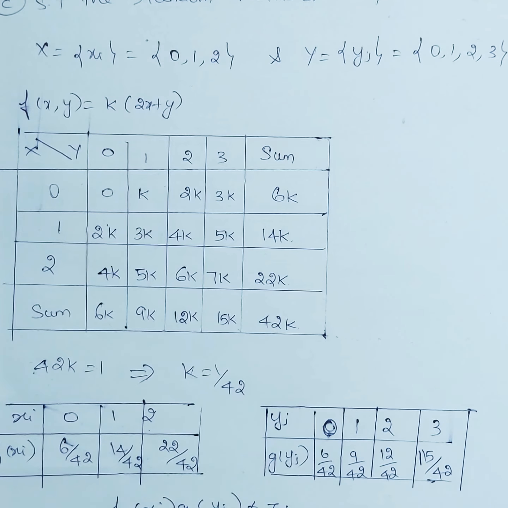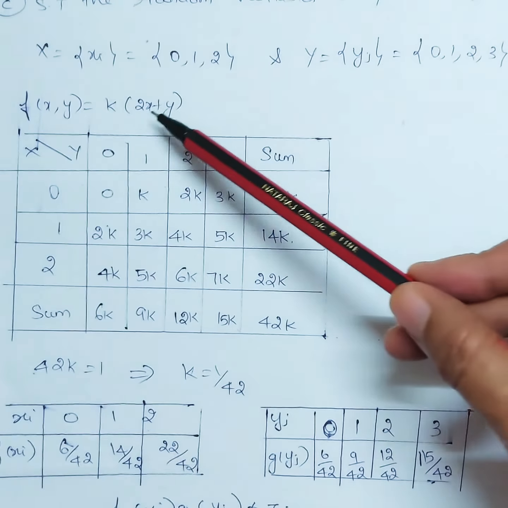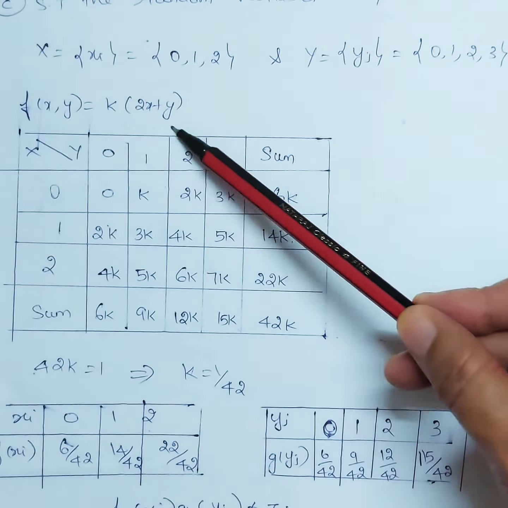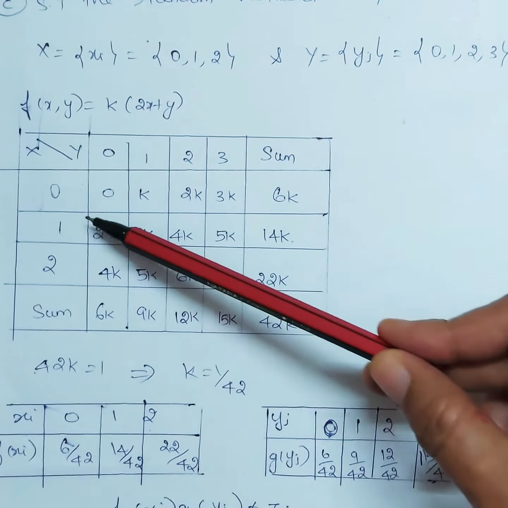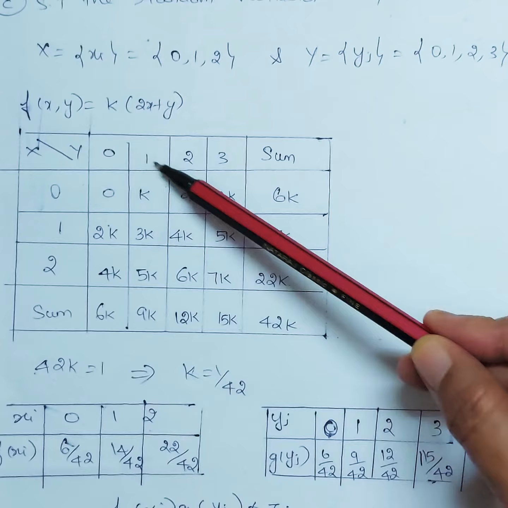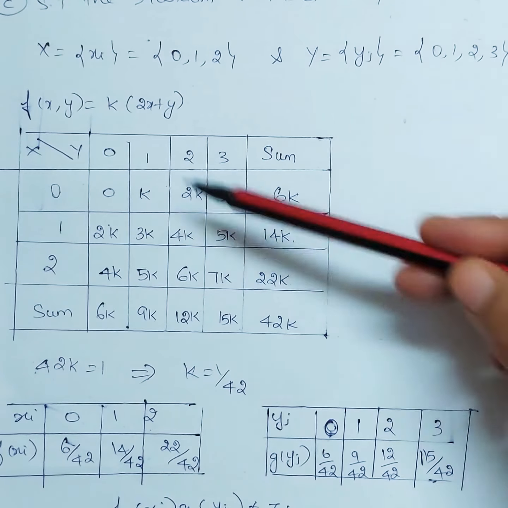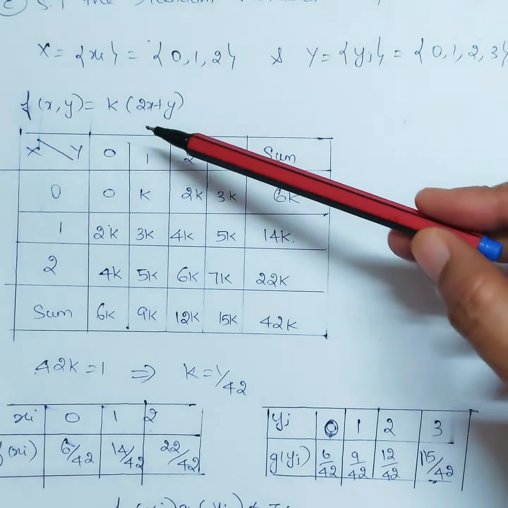Now we have to form the tabular column. So f of x comma y, what is the formula they have given? That is in the question itself, k into 2x plus y. So we'll just write down x values 0, 1, 2 and y values here 0, 1, 2, 3. Now we just have to substitute in the given formula. So what is the first one?